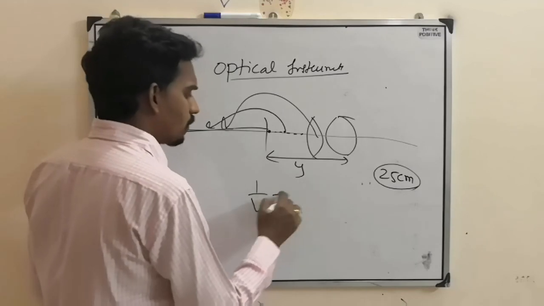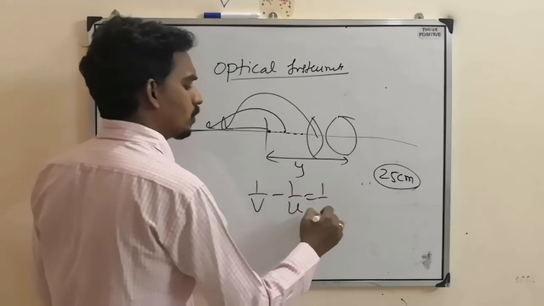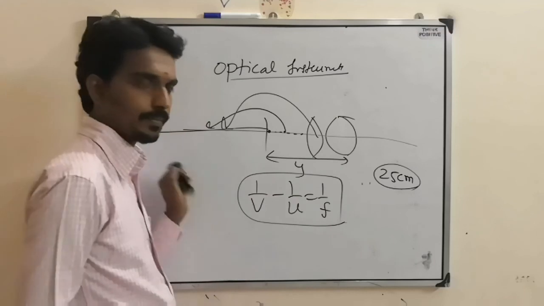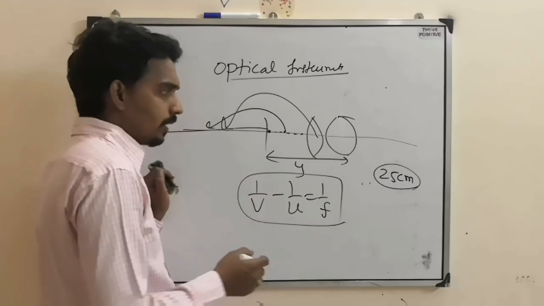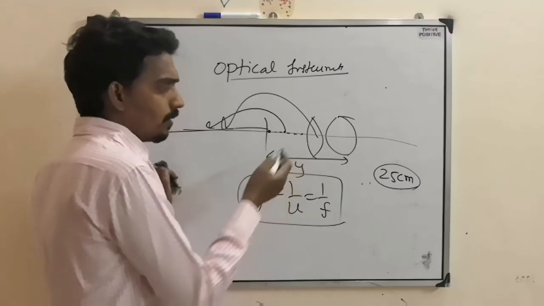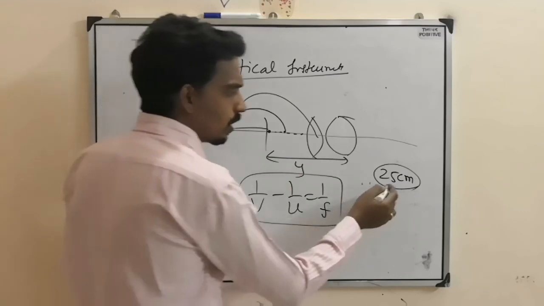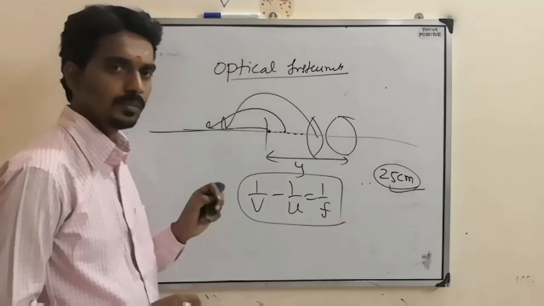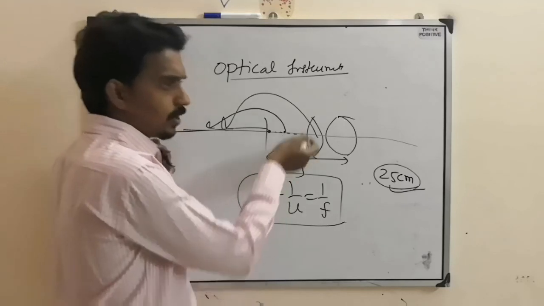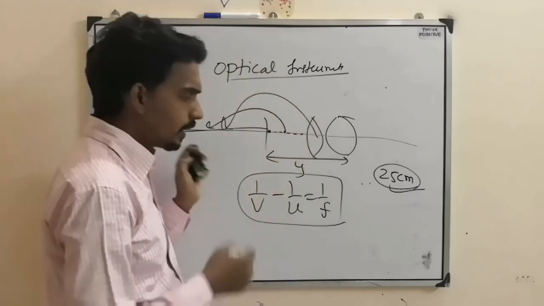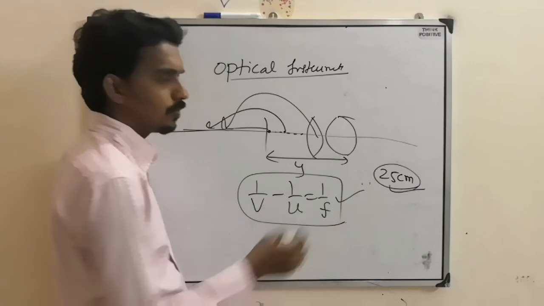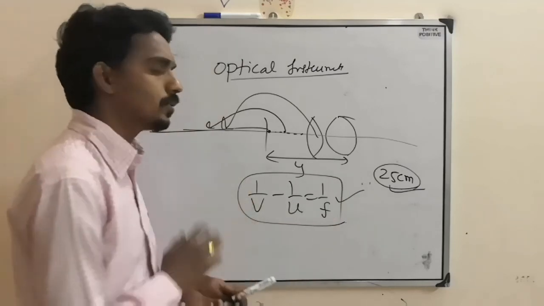So here you will apply the general formula 1/v minus 1/u equals 1/f. If they mention the v value, okay. Otherwise you have to take 25, because this object should be shifted beyond this. So depending upon the question you have to take this formula. Just apply the lens formula.